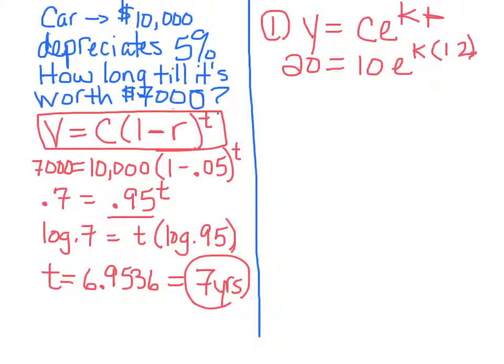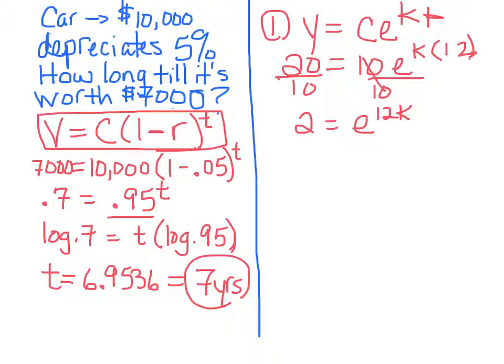Okay? All right. Now, just like over on the left where we divided everything by 10,000, we are going to divide everything here by 10. You're getting that e by itself. So we divide this out and we get 2 equals e, and I'm just going to switch that around because that looks a little prettier, to the 12k power.